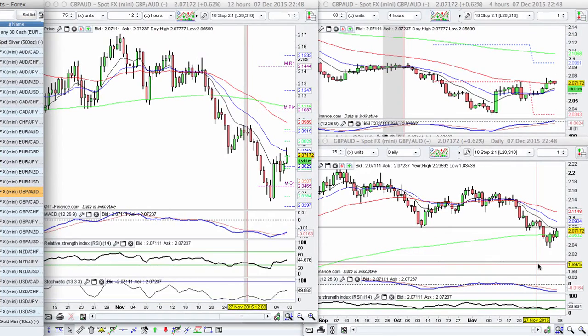Today, I want to take you through three markets that I really like the look of for trading opportunities, in different time frames and different scenarios as well. So, let me show you what I'm looking at.